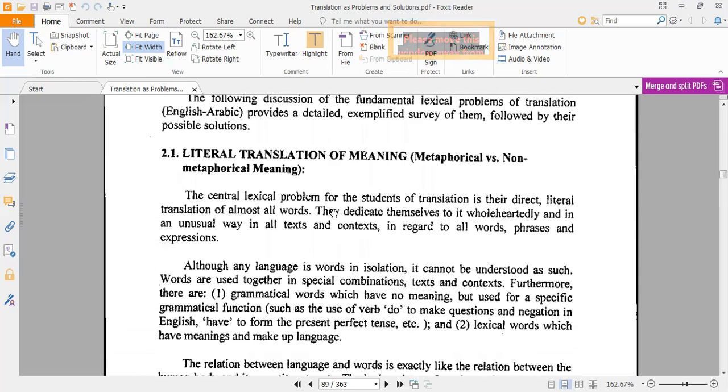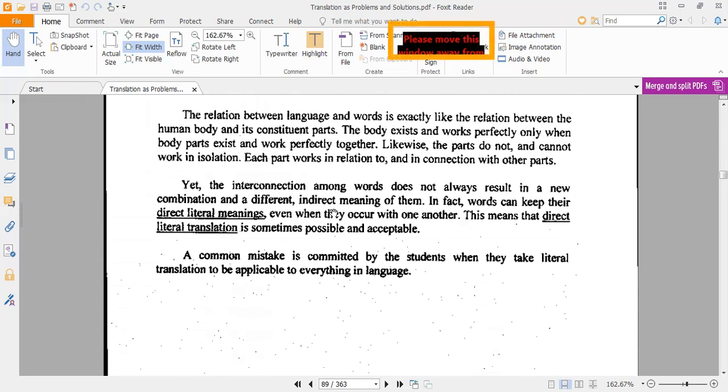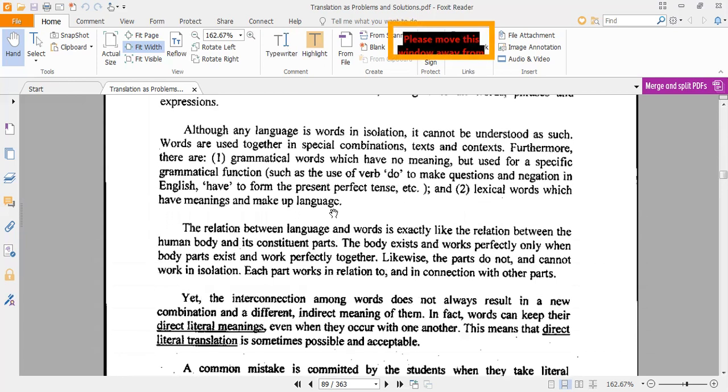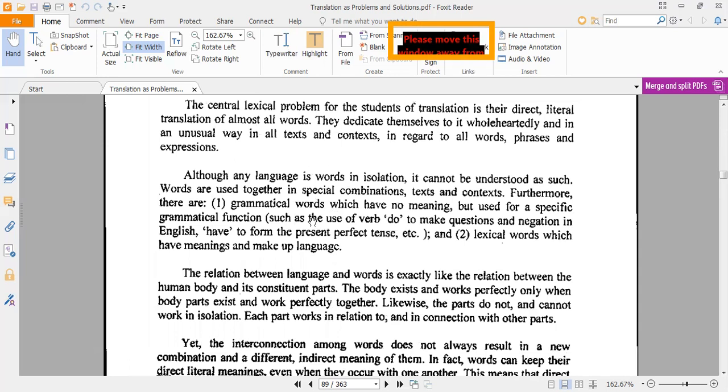Okay, now we should differentiate also between metaphorical versus non-metaphorical meaning. Actually, we have two main types of words. The first one is grammatical words, the second one is lexical words. Regarding the grammatical words, these words have no meaning. They only have a grammatical function.